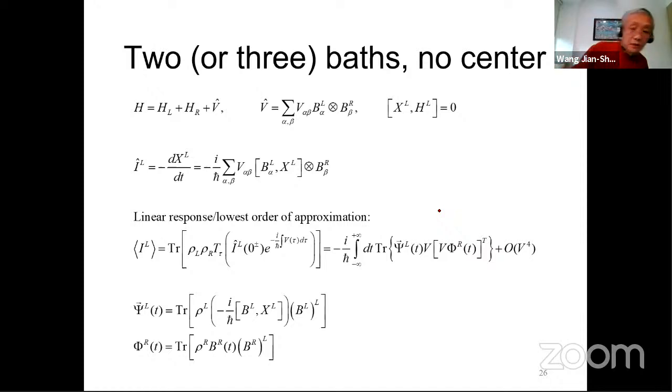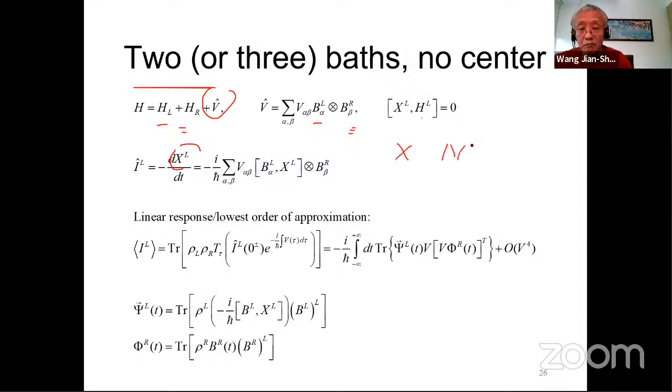Maybe I can skip some of those details. So here is the formal Hamiltonian. I have this coupling here. I have a left and I have a right. The coupling will depend only on the bus degree of freedom, B. So let's look at a particular X. This X commutes with the bus, because I'm interested in something that is conserved. So X can be either the particle number or the energy, the Hamiltonian itself.